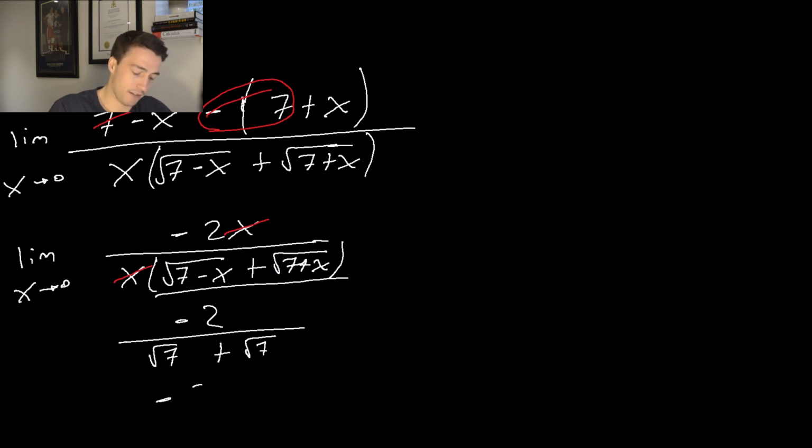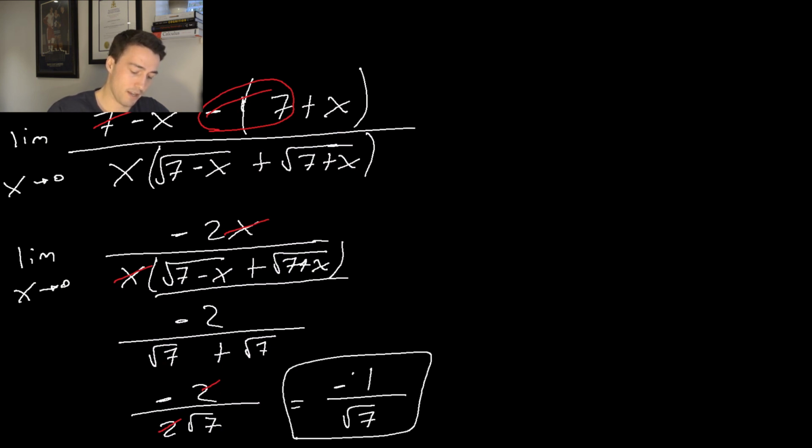We'll now get negative 2 over 2 root 7, and this evaluates to 2. These 2s can cancel here. This will turn into negative 1 over root 7. That would be the limit of this function as x approaches 0.